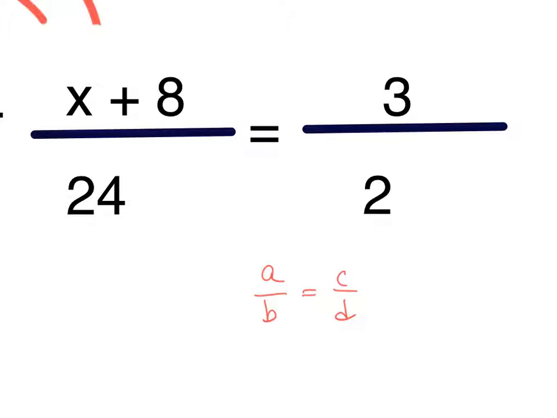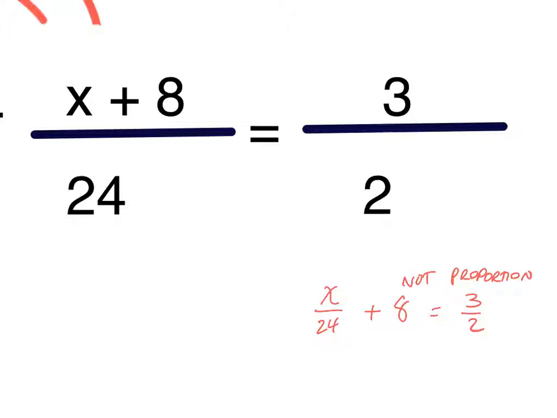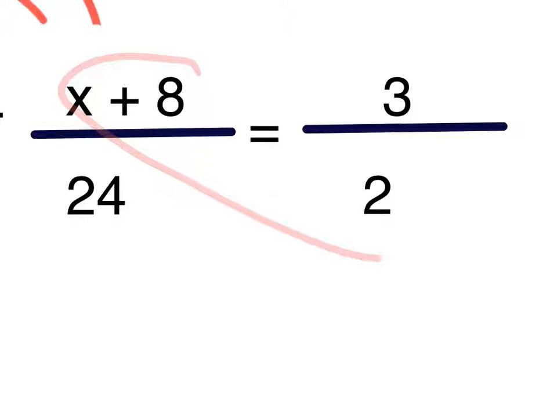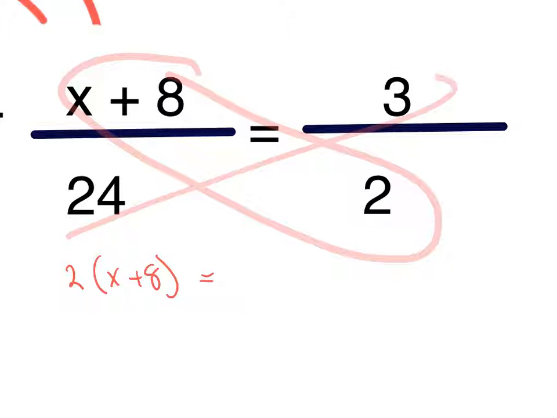Not to be confused with if you had something like x over 24 plus 8 is equal to 3 over 2. This is not a proportion. It's not the same thing. So what you would have to do for the actual question is cross multiply. So you get 2 times x plus 8 is equal to 24 times 3, which is 72. And then from here you would solve as normal.